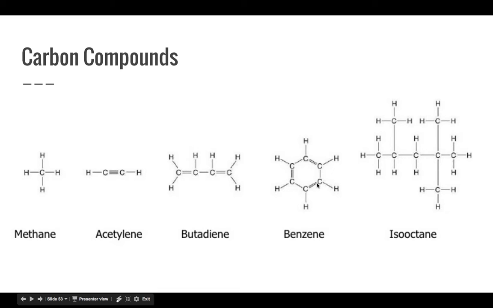And then benzene, that's a very unique ring. A benzene ring has tons of functions in biological systems. And then isooctane, that's just another structure where carbon is bonding to carbon and it has hydrogens everywhere it doesn't have a carbon.